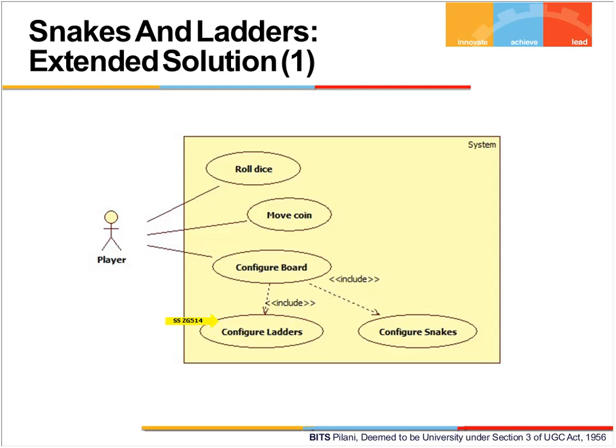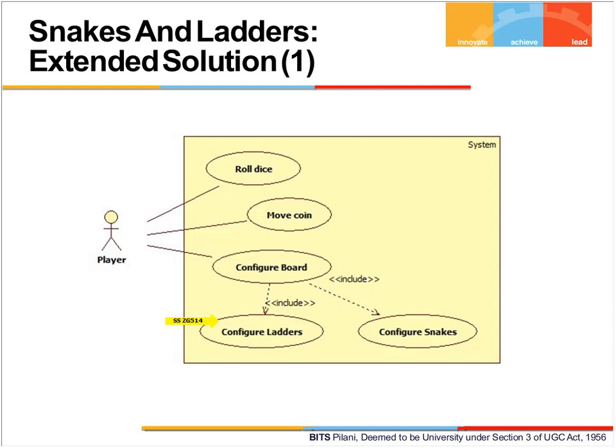Why can't we use the previous scenario? One of you is asking why we can't continue with the previous approach, where we have configure ladders and configure snakes. That is also correct, but this is a better representation, because it captures the use cases at the higher level and then refines them into sub use cases.